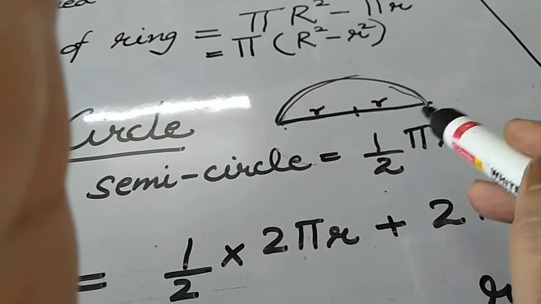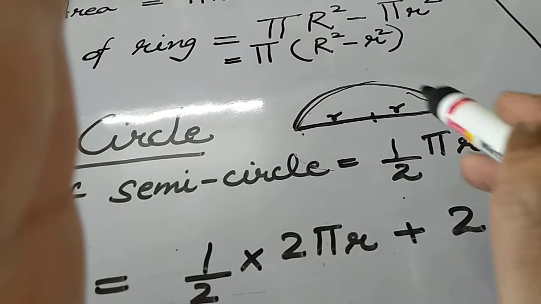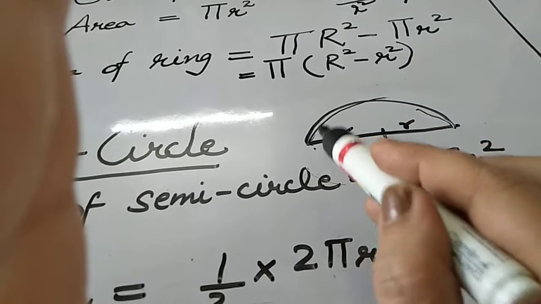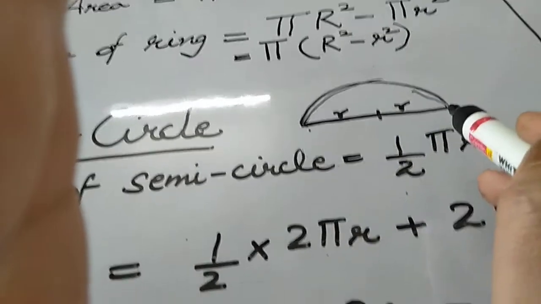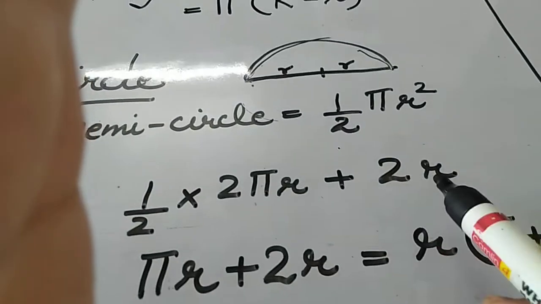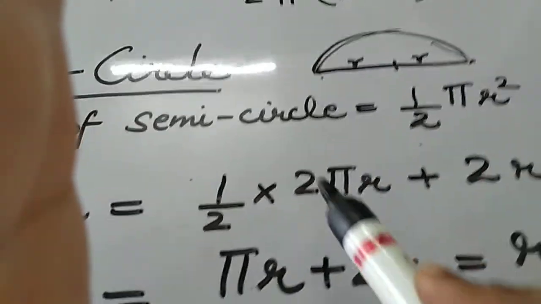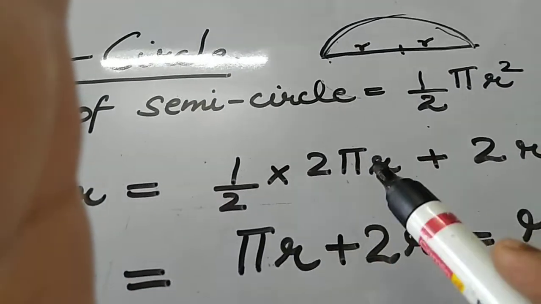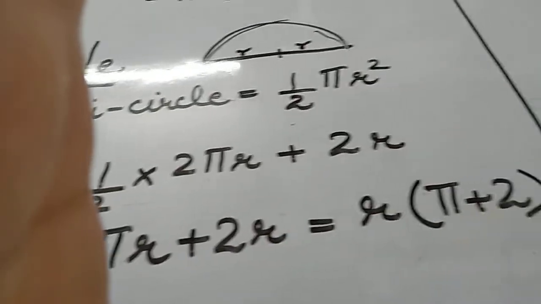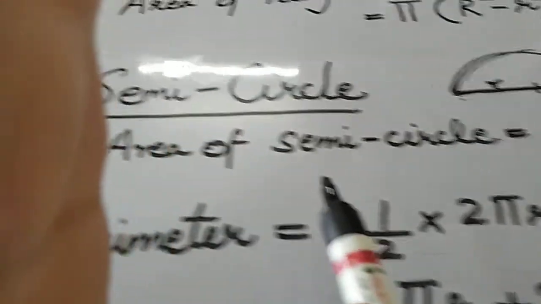Because the outer boundary consists of both, imagine you have to draw a semicircle using a thread. What is the length of the thread that is used to make this boundary? You need this circumference part as well as this straight line. So this straight line is equal to 2r, twice the radius, and this is the circumference, which is half of 2 pi r. Half of 2 pi r is pi r, plus 2r. Again, if you take this r out, you get r into pi plus 2. Please note down these formulae in your fair notebooks.